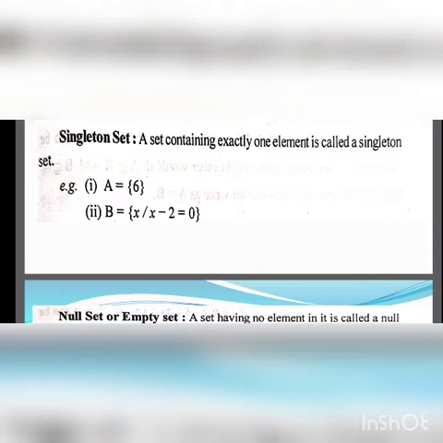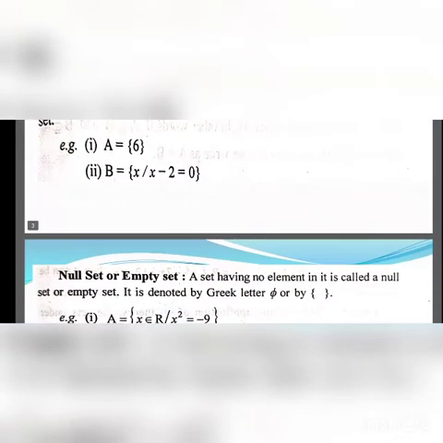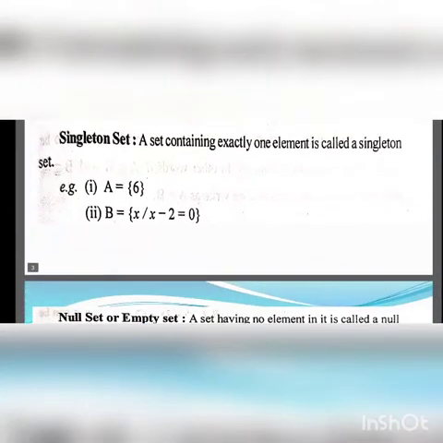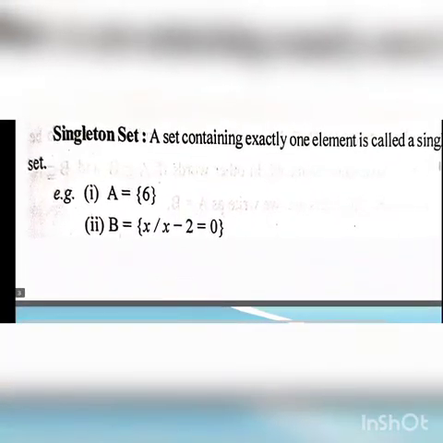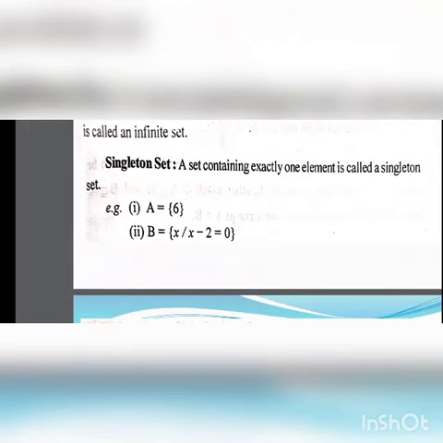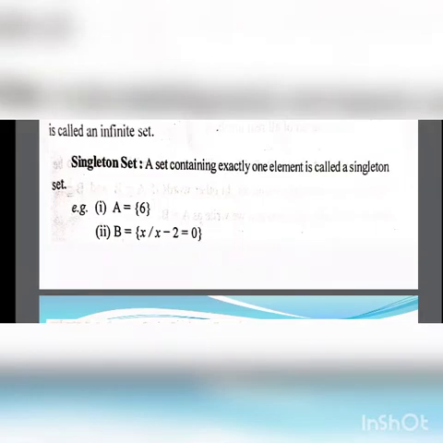See the second example, B equals the set of x such that x minus 2 equals 0. So what is the value of x here? You can see only number 2 is the value of x. So this condition can be fulfilled: 2 minus 2 equals 0. So here x is 2. So 2 is the only element in the set B. Therefore B is a singleton set.